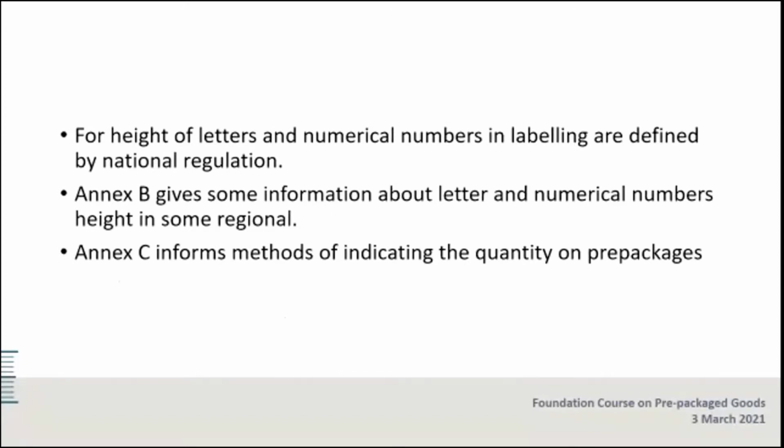Now, the height of letters and numerical numbers in labeling is defined by national regulation. So in this recommendation, OIML does not recommend heights of letters and numerals in labeling, because they want each nation to make its own regulation. We have Annex B to give some information about letters and numerals and height in some regions. It's just information, so maybe it could be useful if our country wants to export our prepackaged goods. And Annex C informs methods of indicating the quantity of prepackaged products.